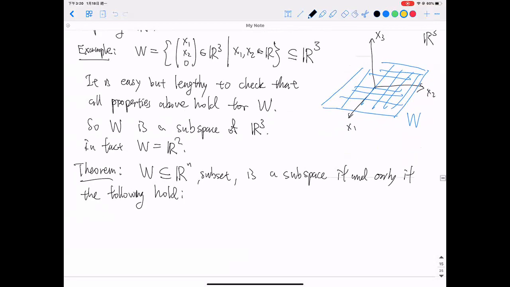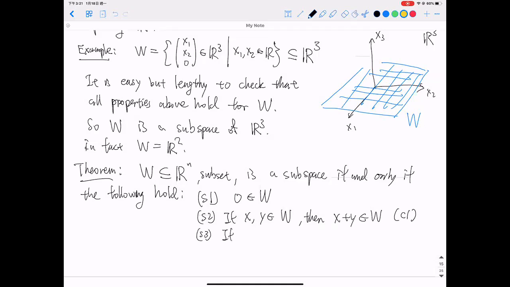So instead of 10 conditions in the theorem, there are just 3. First one is the zero vector is in W. Now, the second condition is if x and y are in W, then x plus y is in W. This is just C1, the first closure property.